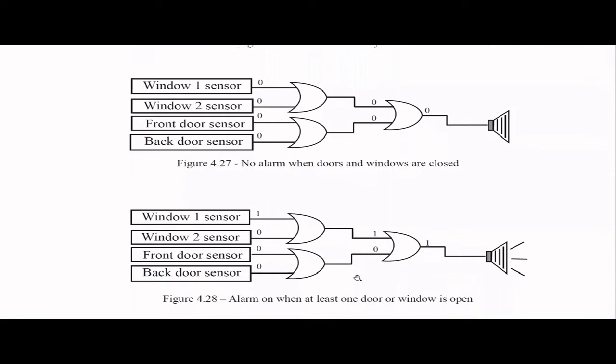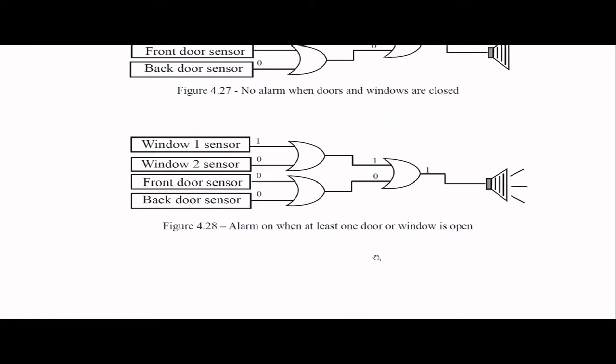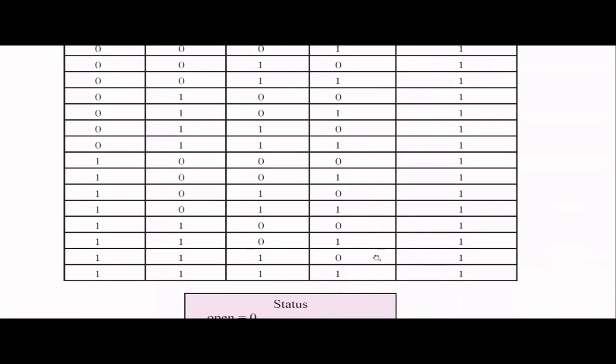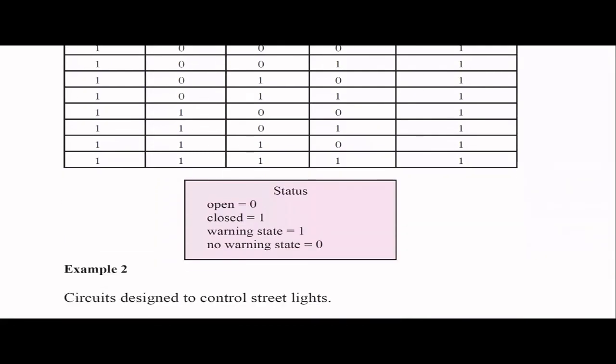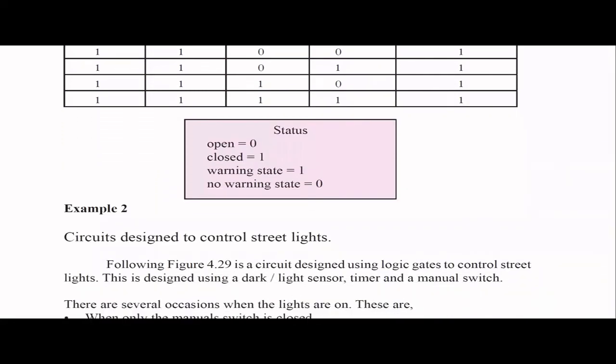But in this one, a window is open, right? So then 1 and 0 will give 1 as the output from this gate, and the input for this one is 1. So OR gate, you know, if at least one input is 1, then your output is going to become 1. So that's why this alarm is going to trigger. Okay. So that is the first example we have discussed. Hope you understood it very clearly.